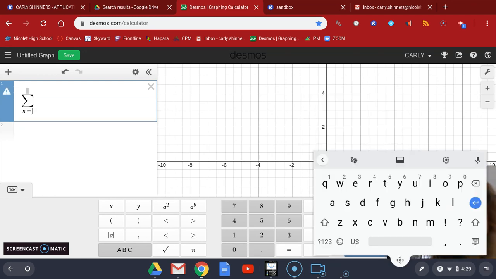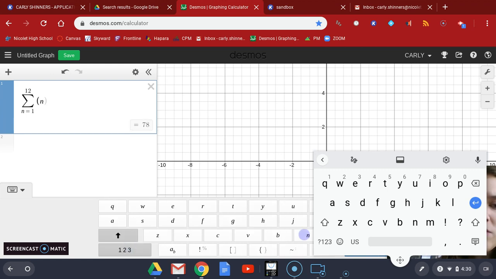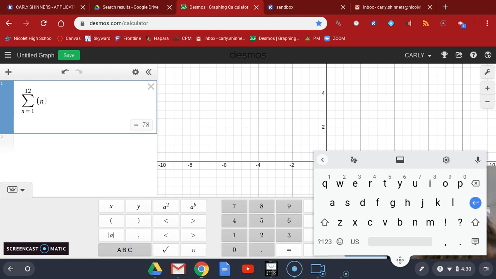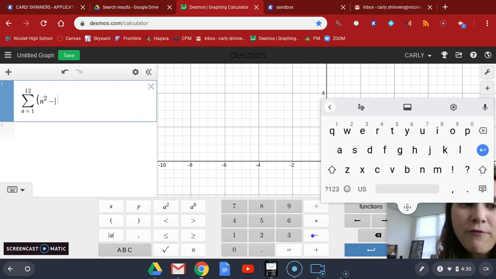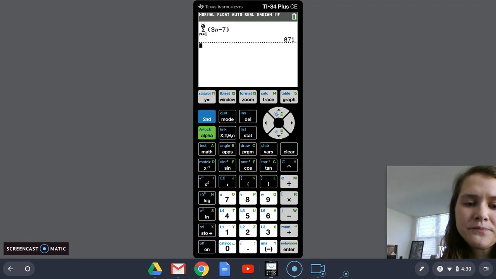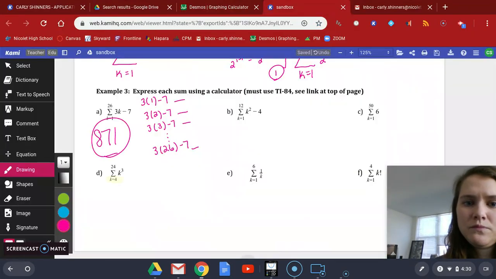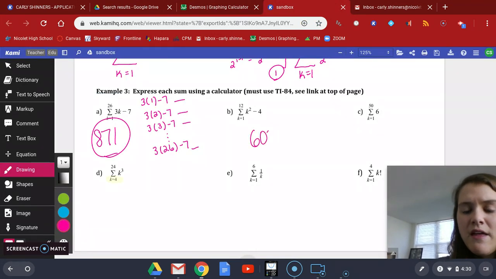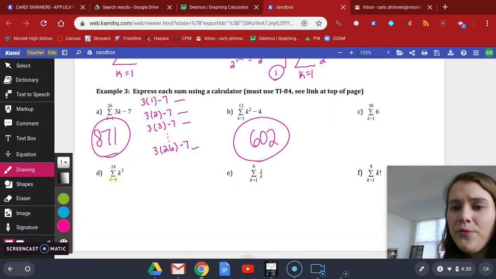For letter B, we're starting at 1, and we're going up to the 12th term. You're going to want to use parentheses here, otherwise Desmos gets confused. And we do want to be consistent with our variable. So if we're using n, let's keep using n. N squared minus 4 in parentheses gives me 602. So letter B gives me 602.